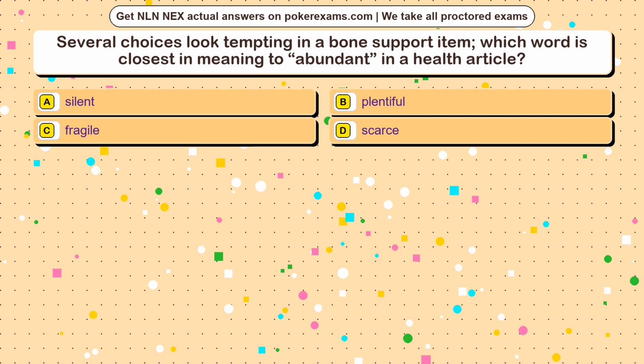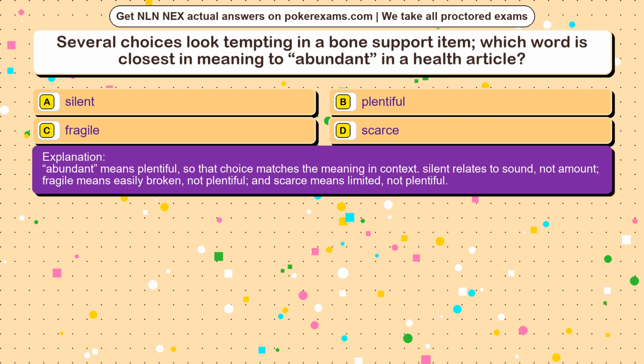The correct answer is option. Abundant means plentiful, so that choice matches the meaning in context. Silent relates to sound, not amount. Fragile means easily broken, not plentiful, and scarce means limited, not plentiful.